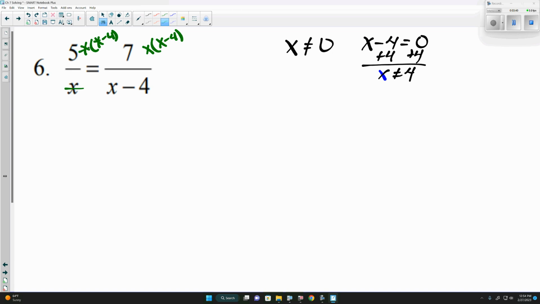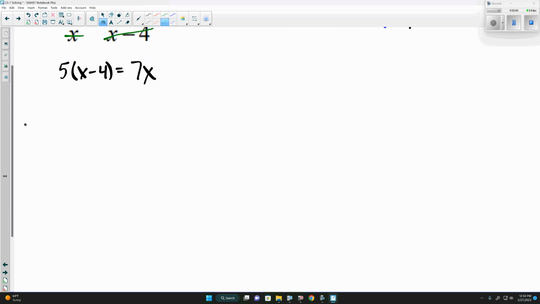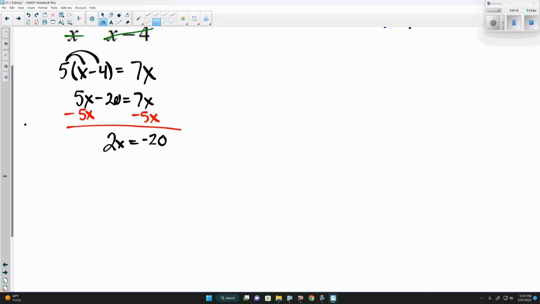Because here the x and x will cancel, leaving us with 5 times x minus 4 is equal to, and the x minus 4 cancels, leaving us with just 7x. Here we can distribute the 5. 5 times x is 5x, 5 times negative 4 is negative 20. What would we do next? Right, we would subtract the 5x from both sides, telling us that 2x is equal to negative 20.